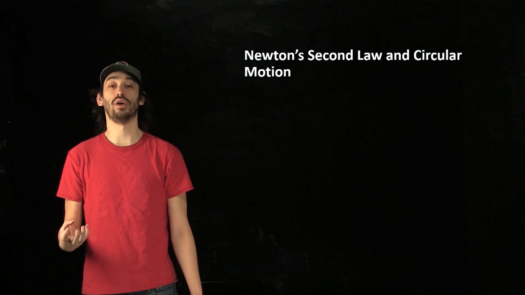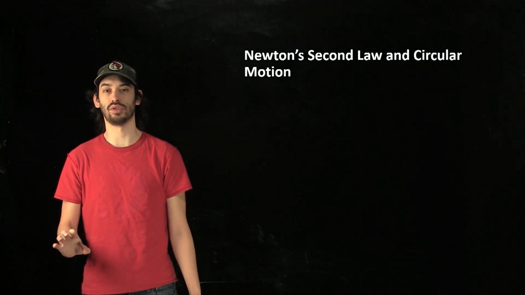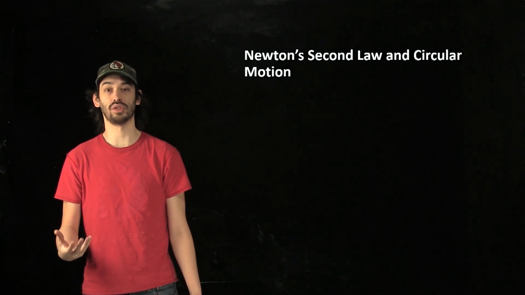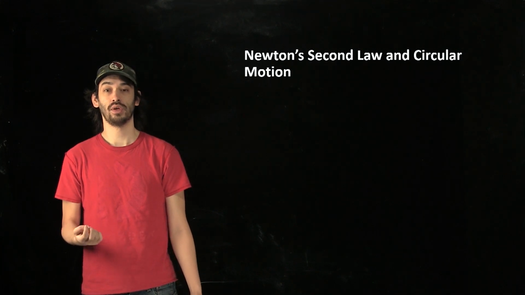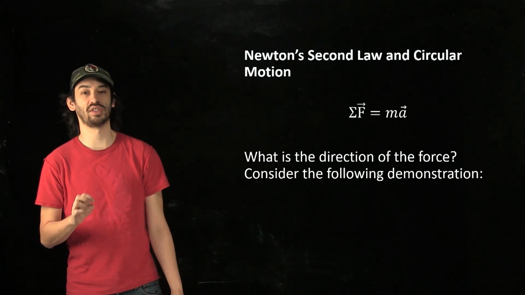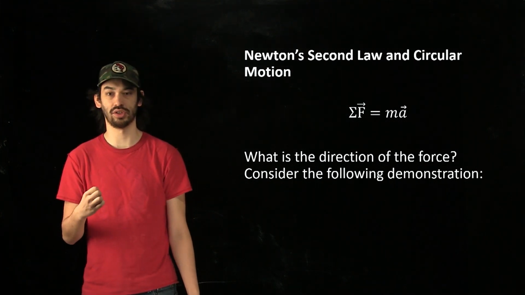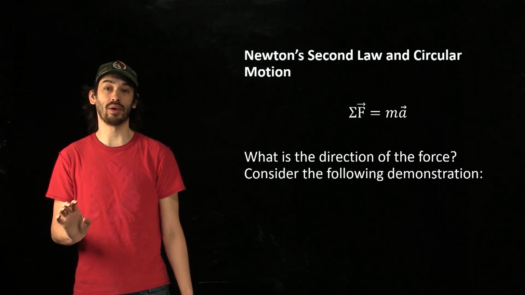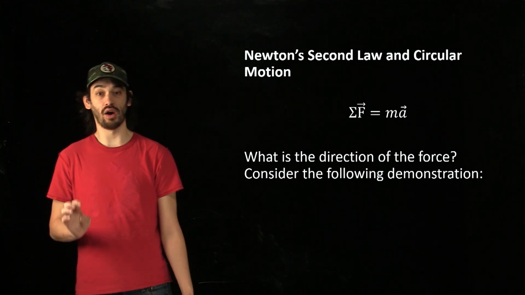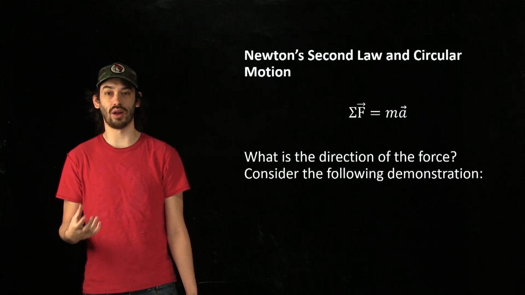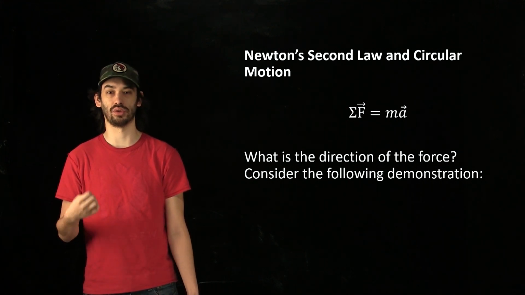A second consideration we should have concerning Newton's laws and rotational motion comes from Newton's second law. So to remind you, Newton's second law says that the sum of the vector forces is equal to the mass times the vector acceleration. And so what we'd like to think about here is what is the direction of the force acting on an object when it undergoes circular motion.